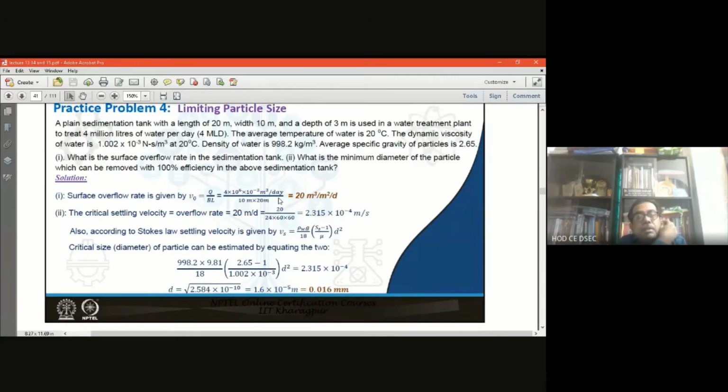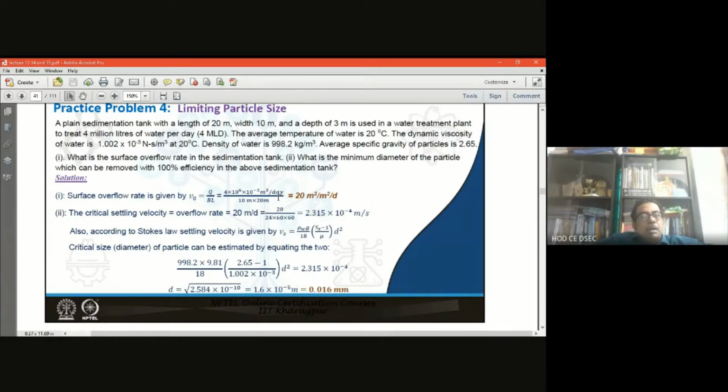Now what you have to find out? You have to find out the surface overflow rate, and the minimum diameter of the particle which can be removed with 100% efficiency in the above sedimentation tank. Fine.